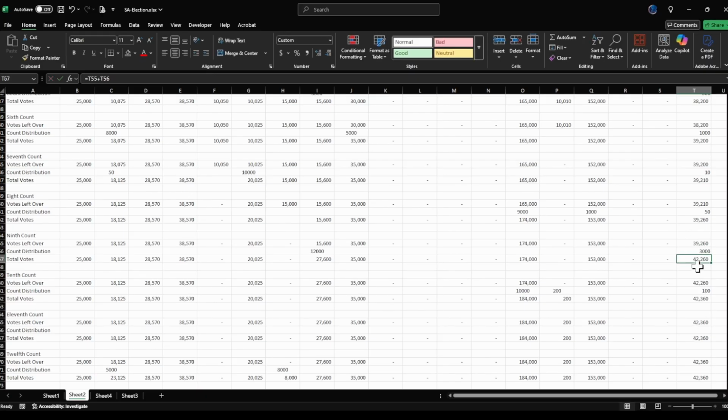See how the expiry number is going up? So, what do we have after the 9th count? We go through and look at what numbers we have, and we can see we have a 25,000, an 18,000, 28, a 38, a 20, 27, 35, 174, 176. So it looks like the 18,000 group is the one that goes next. 18,125. So their votes get split up.